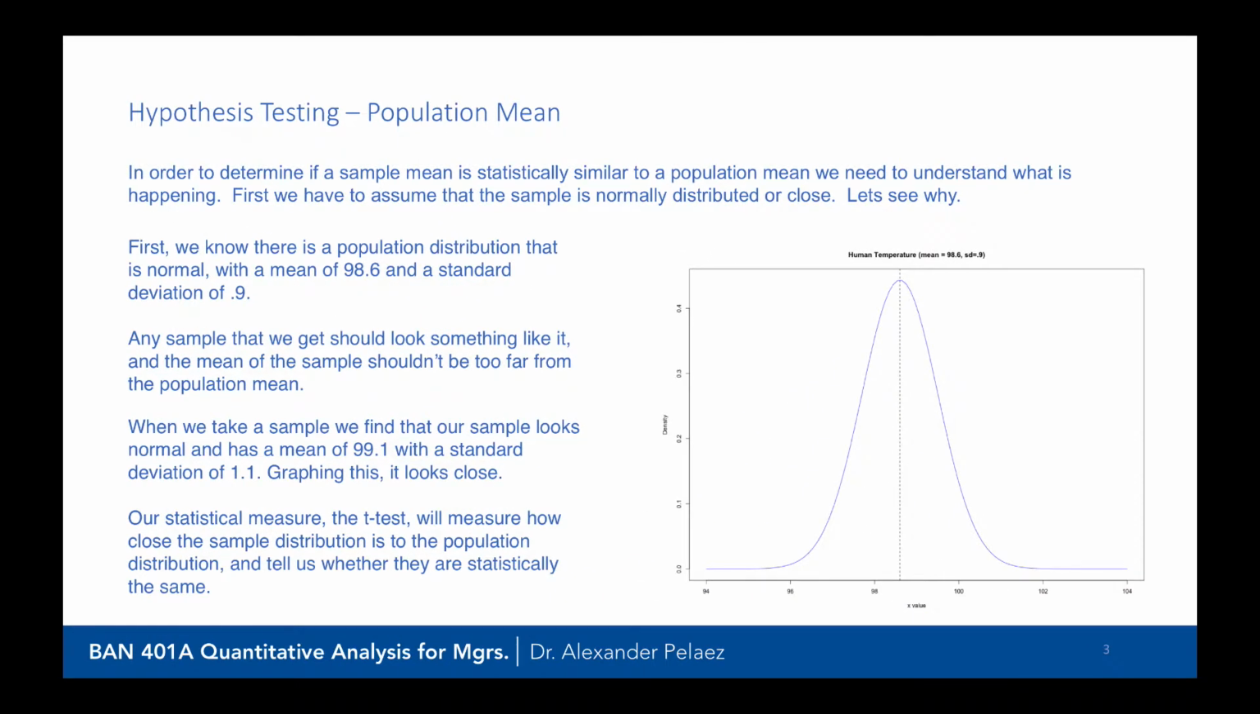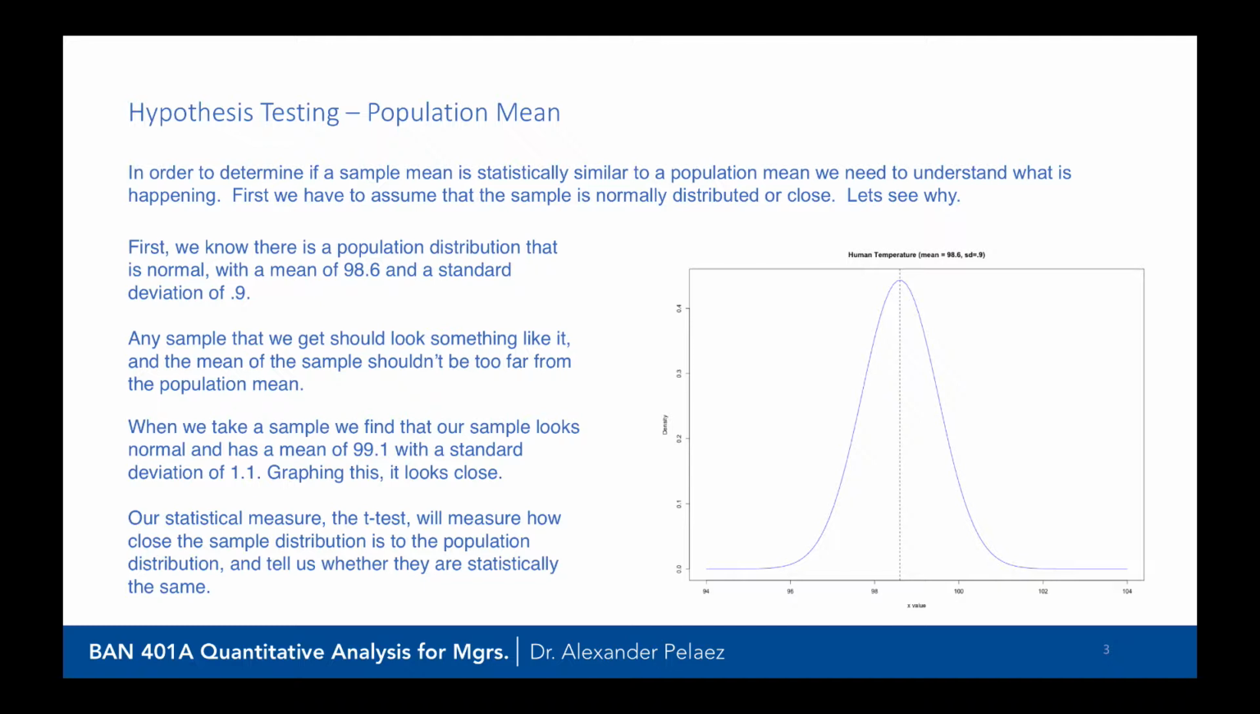So in order to determine if a sample mean is statistically similar to a population mean, we need to really understand what's happening. First is we have to assume that the sample is normally distributed or somewhat close. Let's see why. If we know that there's a population distribution that is normal, with a mean of 98.6, as we can see here on this graph, then any sample that we have should look something like it. And the mean of the sample shouldn't be too far away from the population mean.